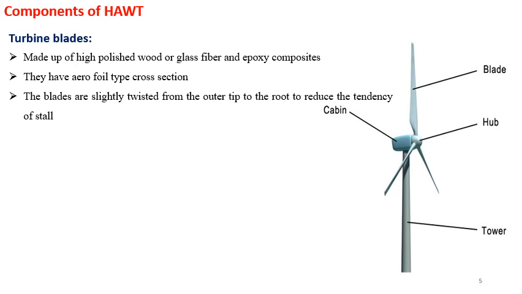Mainly the blades have an aerofoil type cross section, and they are slightly twisted from the outer tip to the rotor to reduce the tendency to stall. Horizontal axis rotors can be either lift or drag devices. Lift devices are generally preferred since, for a given swept area, high rotational speeds and more power output can be developed by lift than by drag force.